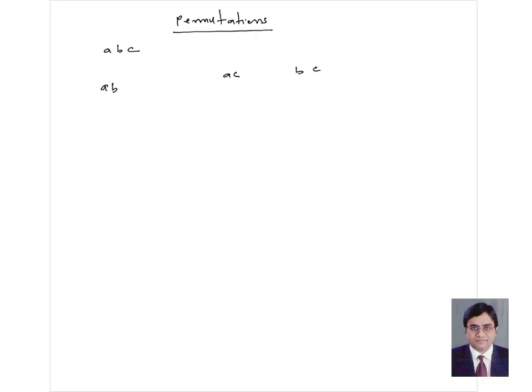But if you are interested in placement, relative placement, it could be A first, B next, it could be B first, A next. A first, C next, C first, A next. B first, C next, C first, B next. Each one of them is called a permutation. So totally you have got 6 permutations.